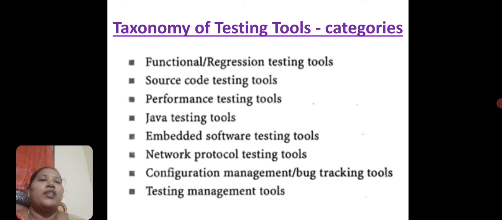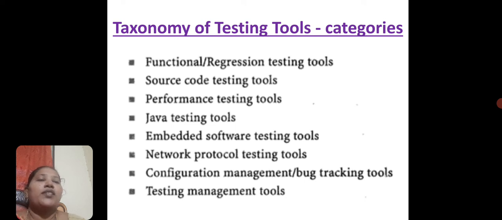The first one is functional or regression testing tools. Functional or regression testing tools is nothing but you will be checking the functionality of a particular thing, like whether the function is correct, whether the task you have assigned there is working properly or not. You will not worry about the implementation part, or the coding part. Just the main thing you will test here is whether it is performing its function correctly. So it carries out black box testing.